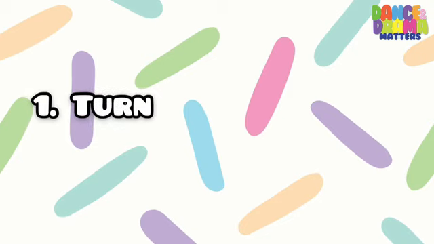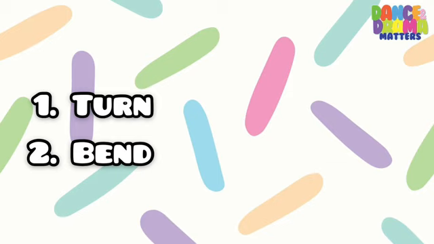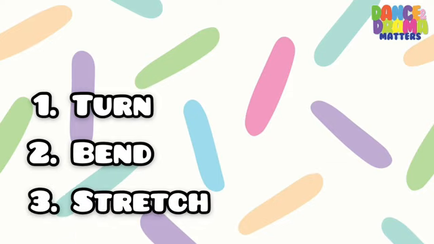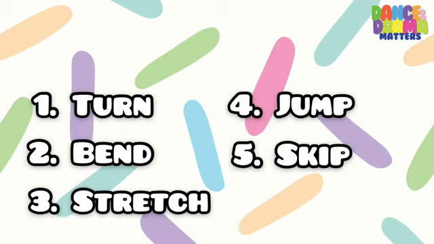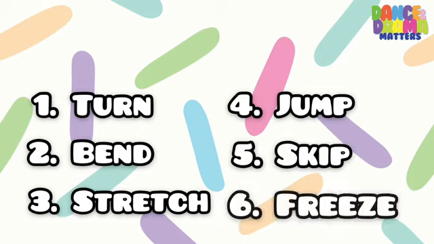Good. So now that you've written down all of your numbers, I'm going to tell you what each one of your numbers represents. So for each number, there will be a certain move, and you need to write down your moves in the order that you wrote your numbers down. Number 1 is turn. Number 2 is bend. Number 3 is stretch. And number 4 is jump. Number 5 is skip. And number 6 is freeze. Pause the video now and write down the order of your moves.